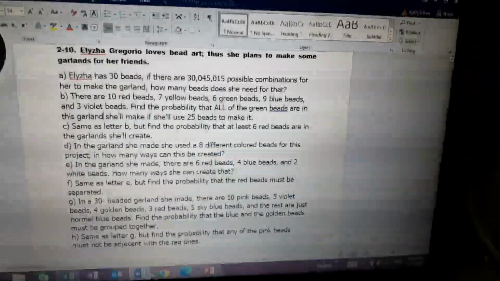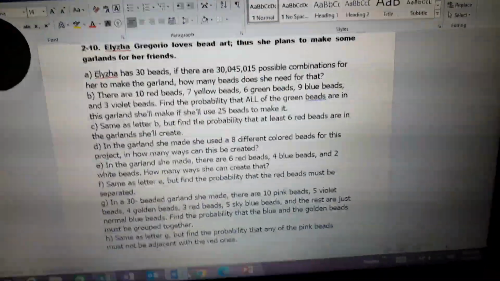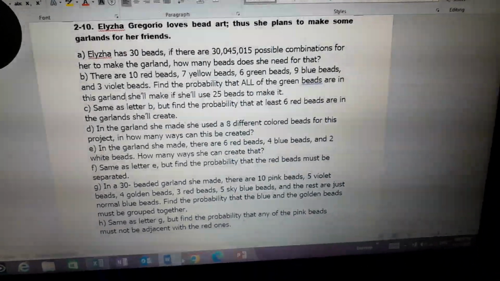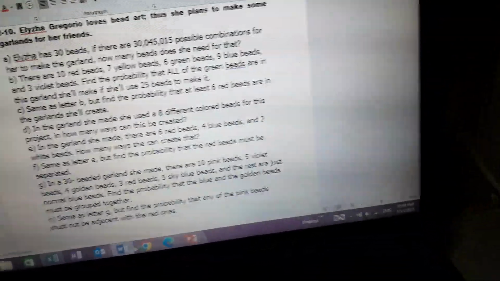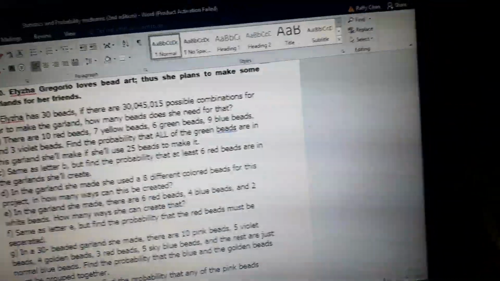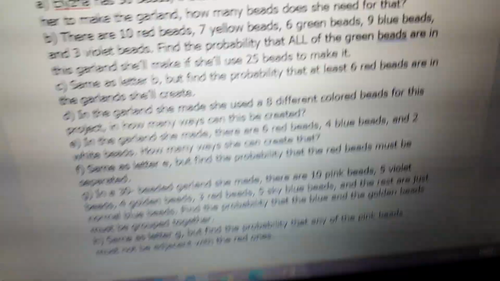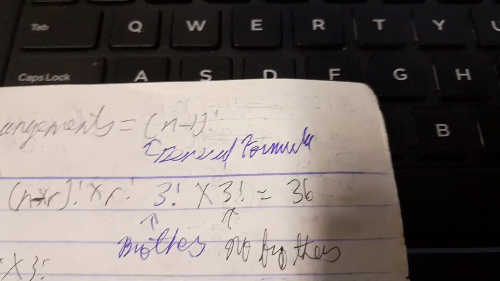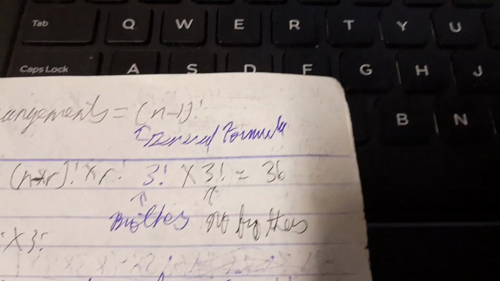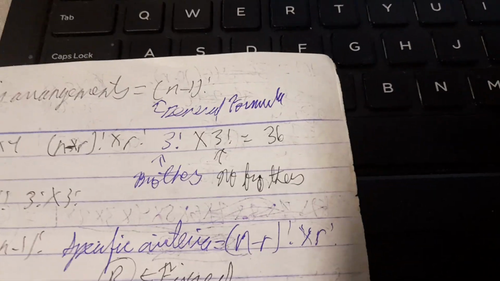In letter D, in a garland that she'll make, she'll use 8 different colored beads for this project. In how many ways can this be created? Oh, I have something to tell you. This might also be one of the Math Olympiad questions they might ask in stats and probs. They might ask how many ways can this be done if it were a garland? You know, for circular permutation, the general formula is always n-1 factorial. But since you're going to make a necklace, you have to divide by 2.